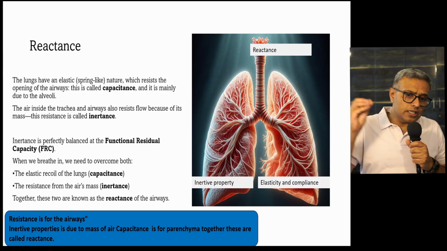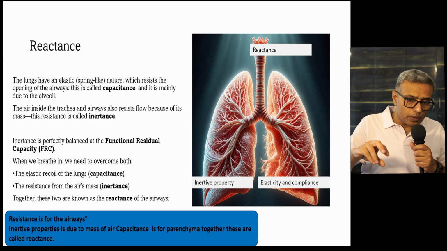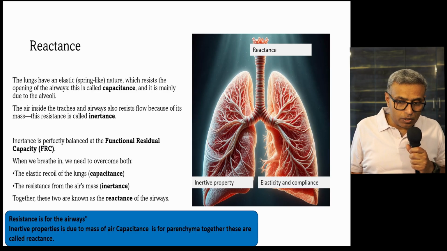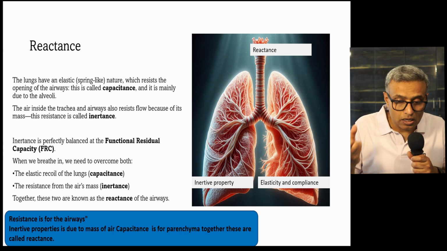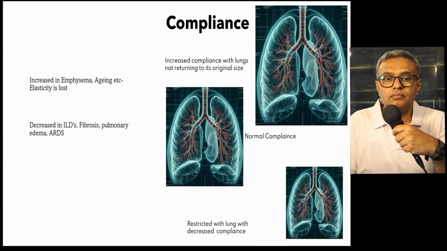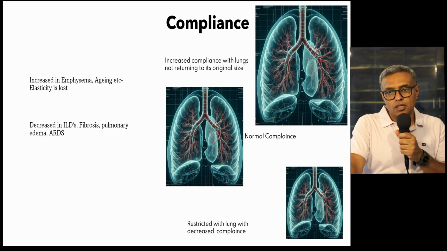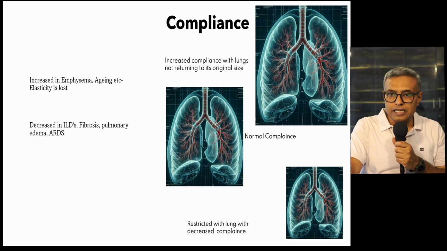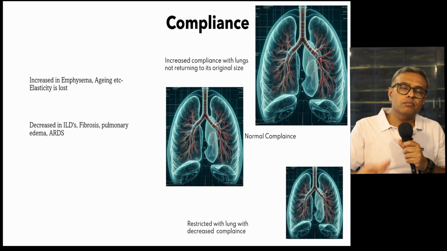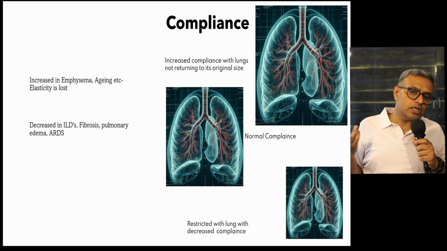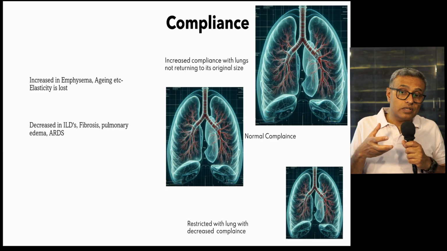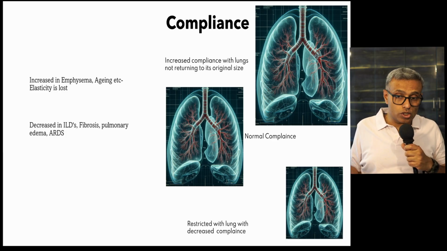So you must understand that the resistance is for the airways, the inertive properties are due to the mass of the air, and capacitance is for the parenchyma. Together, these are called the reactance. The compliance is increased in cases of emphysema and aging, where the elasticity is lost and the lungs are not coming back to their original shape. That is when we understand that the compliance of the lungs has increased.